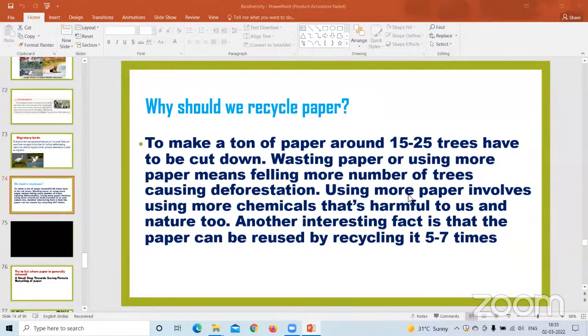Do you know that? So stop wasting paper is one type of protecting trees or forests. So using more paper involves more chemicals that are harmful to us and also nature. Do you know that, children? Another interesting fact is that the paper can be reused by recycling it 5 to 7 times.